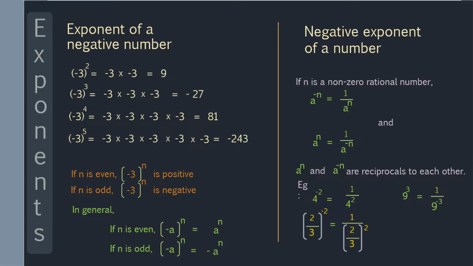This is a division by a fraction. This can be made into a multiplication using the reciprocal of the fraction. Therefore, 1 by 2 by 3 square can be written as 1 into 3 by 2 square, which is simply 3 by 2 square.